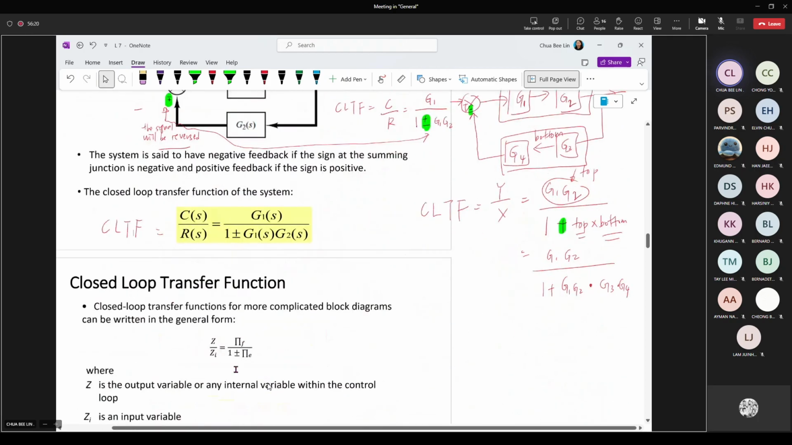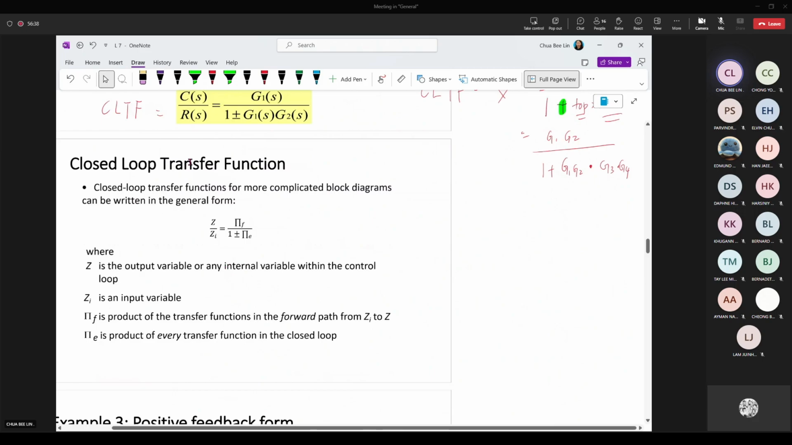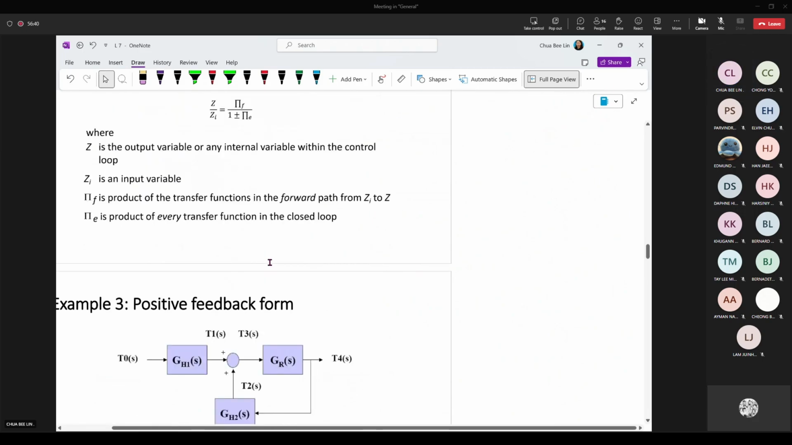So the shortcut will be all the blocks on top over 1. This one reverses the signal. If plus, then it becomes minus. Then multiply all the blocks, like this one is G1 and G2, top and bottom, multiply them together. So this is the shortcut closed loop transfer function for the feedback block.